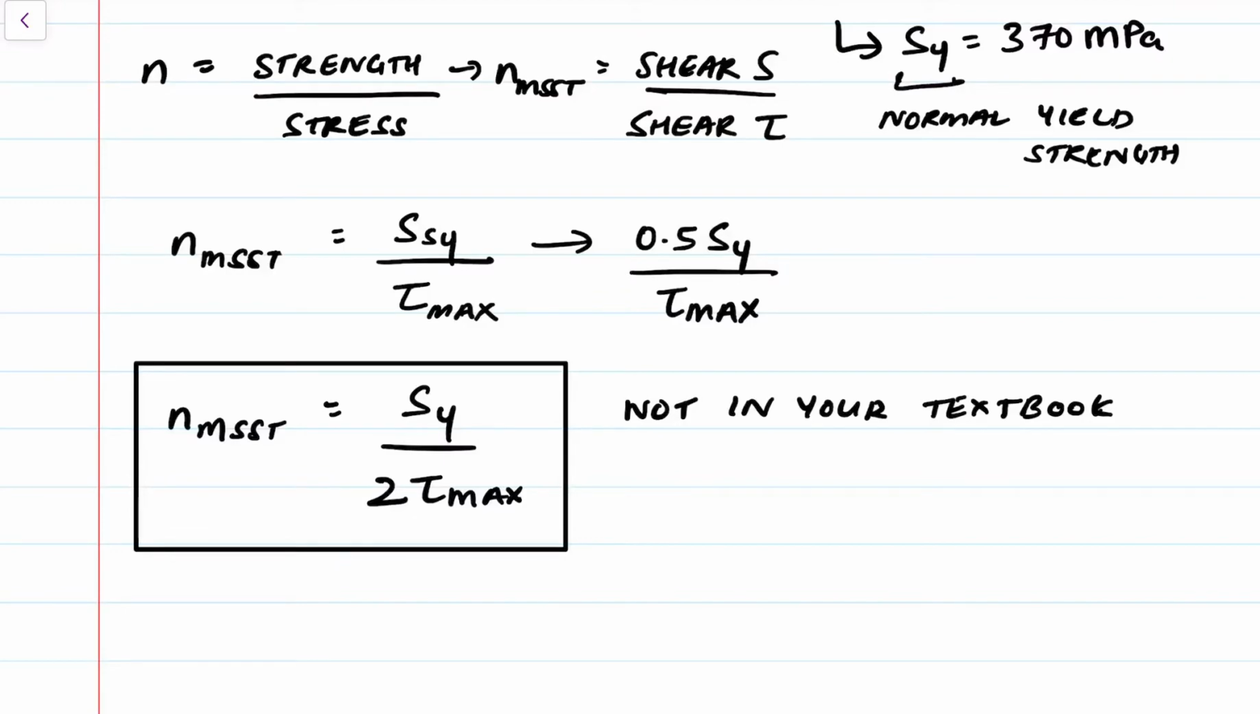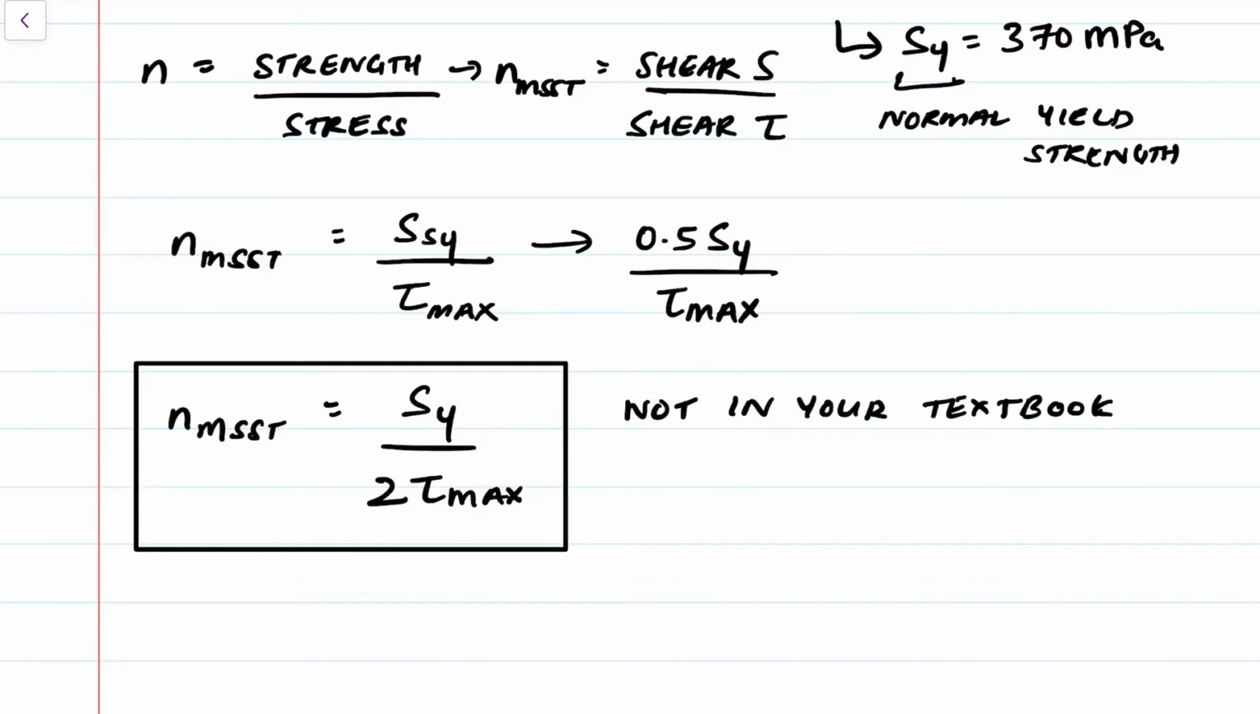Because the only principle of the MSST is that 0.5 times the yield strength is equal to the shear yield strength. So they wouldn't derive any equations. It's something you need to come up with. And you can just write it down. We don't expect you to derive this equation, but understand that this is the equation you need.